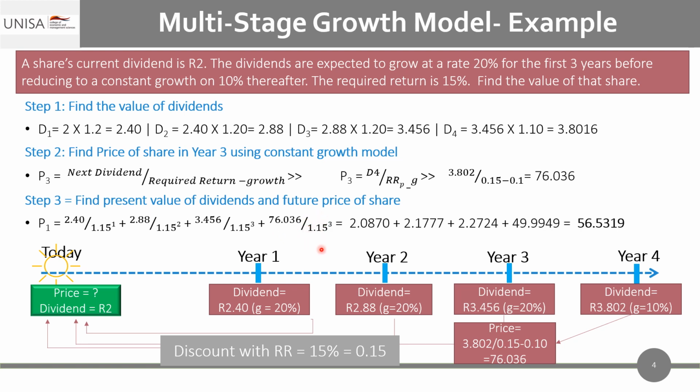Some of you might be wondering, why to the power of 3? Because the value here, 76036, is in year 3. So we discount that value by 1.15 to the power of 3, which is equal to that plus that plus that plus that equals 56.5319. If you go through this slide again, it will start to make a little bit more sense.